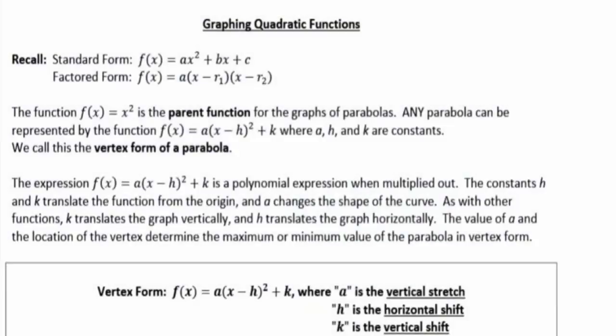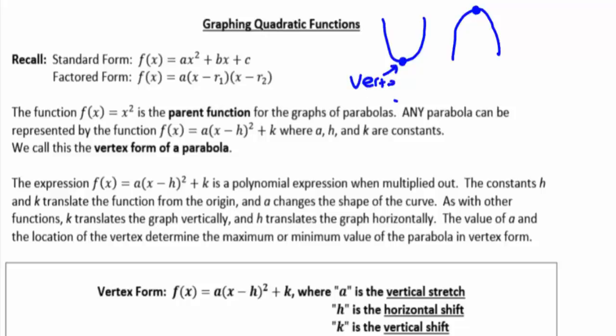Quick review of parabolas, basically. So everyone should know that a parabola is like a U shape, right? A parabola can either open up or open down. And that point where the parabola turns and goes back up or turns and goes back down is called the vertex point. Label that right there.